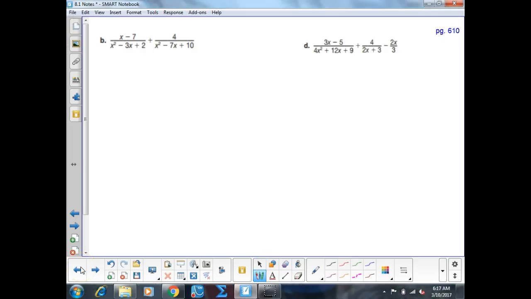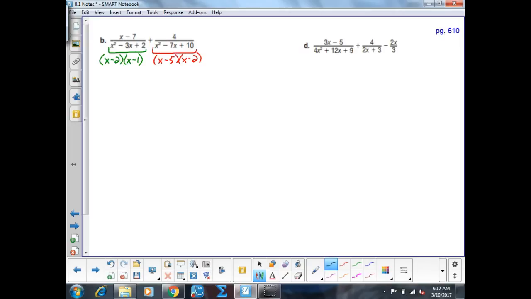All right, so here we go. First one, we need to factor. Two numbers that multiply together to be 2 and add to be negative 3 are x minus 2 and x minus 1. Two numbers that multiply together to be 10 and add to be negative 7 are x minus 5 and x minus 2.